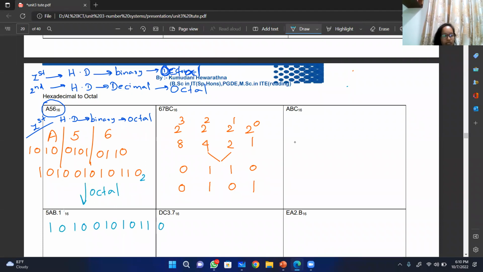Tilini, how to convert this given number into octal? What is the method? Dividing into clusters of 3. Yes, you have to divide into clusters of 3 like this.